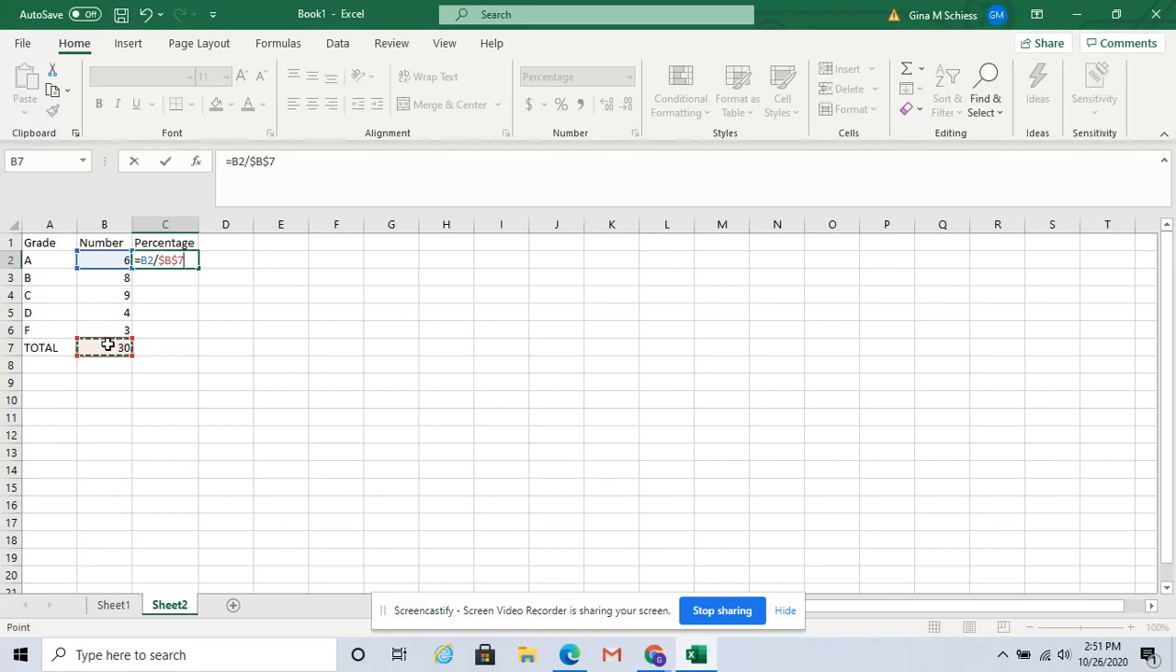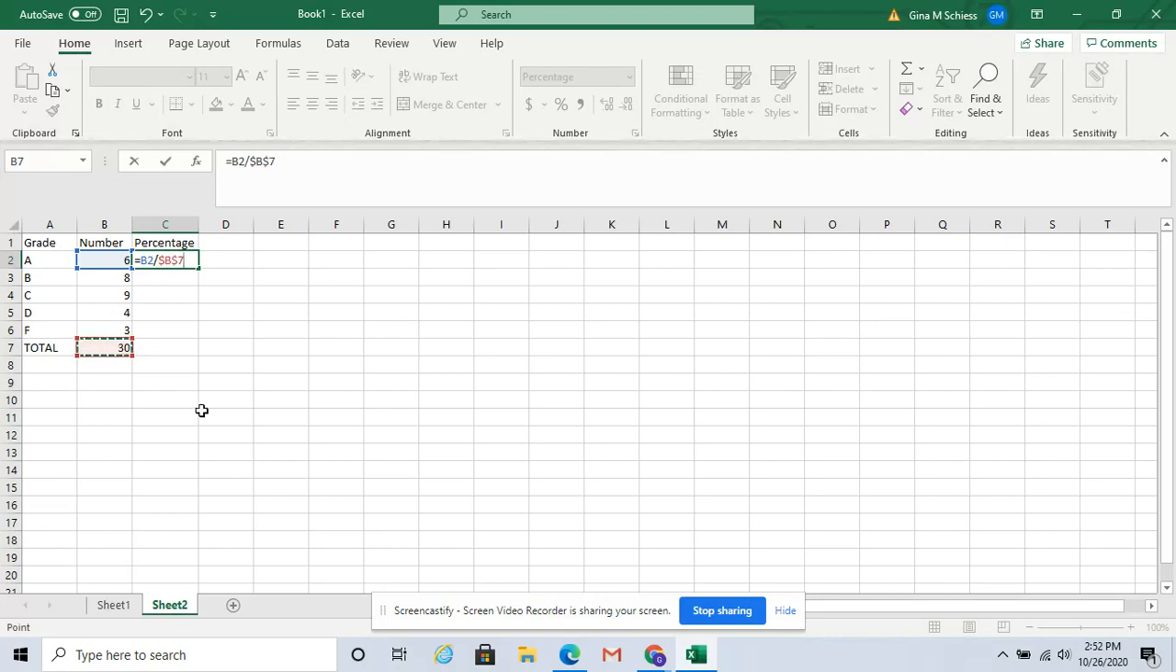Now, if I hit the F4 key again, it'll give me the mixed reference. A mixed reference means I have a dollar sign in front of the column or in front of the row, but not in front of both. Look what happens. Here I have it in front of the row. Here I have the dollar sign in front of the column. And here I go back to the regular relative cell reference.